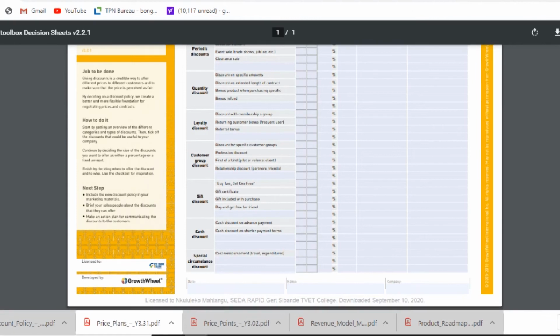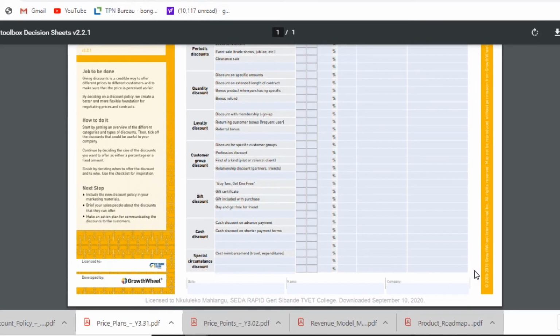Then we've got the last one, specialized circumstance discount. Cost reimbursement, like for example, if you've paid for a trip, and while we are traveling, all of a sudden something goes wrong, they can reimburse you that money, or say, look, on your next trip we'll give you a 15% discount. That is a special circumstance discount.